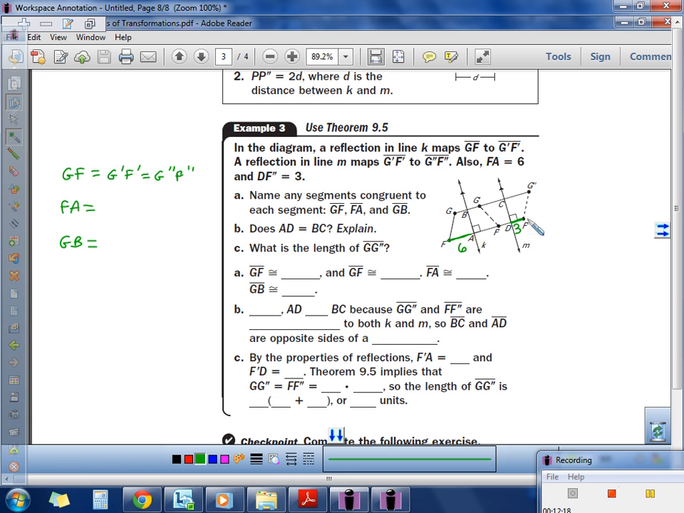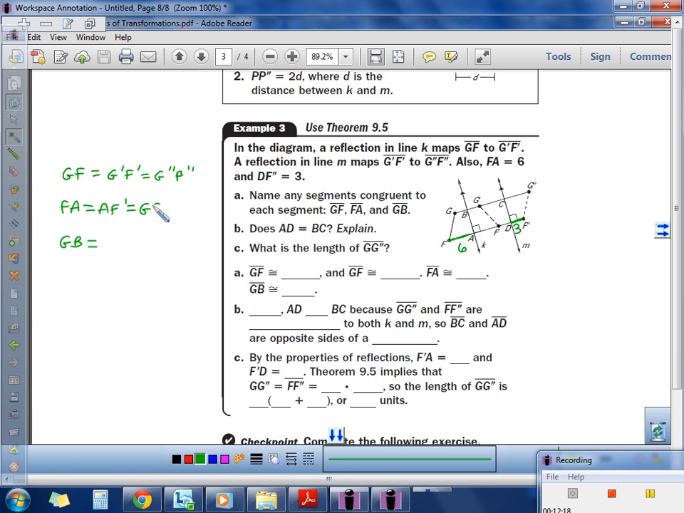Now we need to do the FA segments. F to A, that length right there. Do we have any others that are the same? Well, we have A to F prime. That'll be the same. Any others?